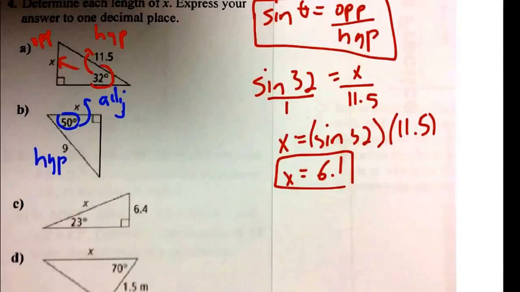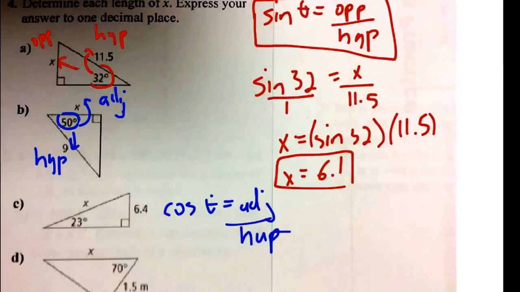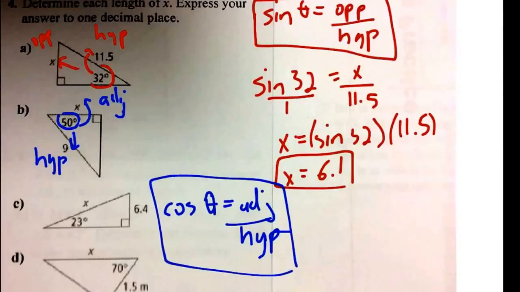So you can see we've got adjacent and hypotenuse, so tangent doesn't work, sine isn't going to work, so this is where we're going to use cosine. So our formula for cosine is adjacent over hypotenuse. Okay, so cosine is adjacent over hypotenuse. That's our third formula that we're going to use.